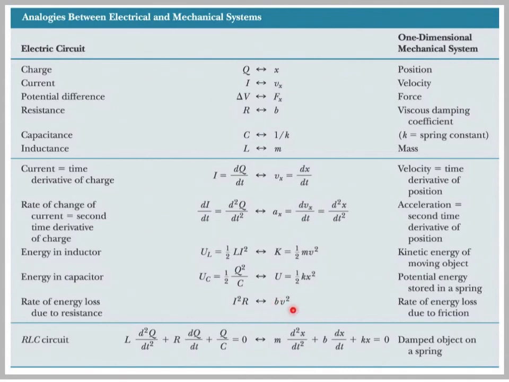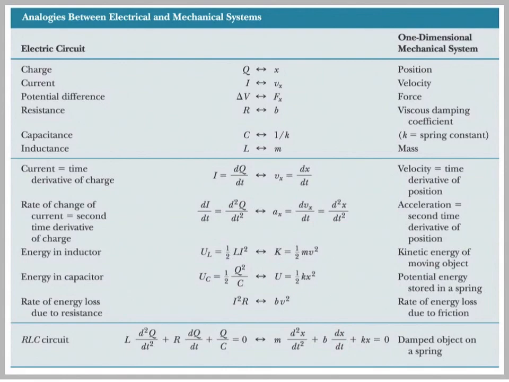So then that RLC circuit differential equation that we looked at, L times the second derivative of Q with respect to t, plus R dQ/dt, plus Q over C equals 0, is exactly the same as the damped object on a spring, where you have the forces, m a, and the forces are minus k x and minus b v.